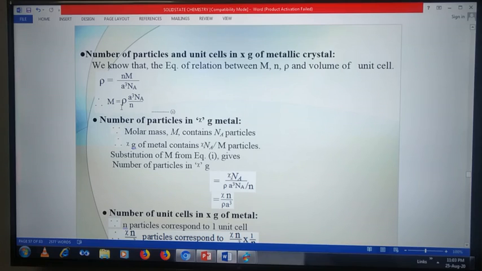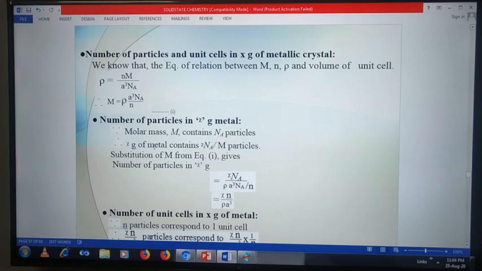So by using this equation, it is possible to show the relation between the amount of substance and the number of particles and unit cells. Here, suppose we have to calculate the number of particles in x gram of metal. Suppose the amount of substance is its molar mass. For the molar mass amount of substance, the number of particles present is equal to Avogadro's number, NA. Whatever the substance, if we take it in its molar mass amount, the number of particles is the Avogadro's number. So from this, we can calculate how many particles should be present in x gram of metal.